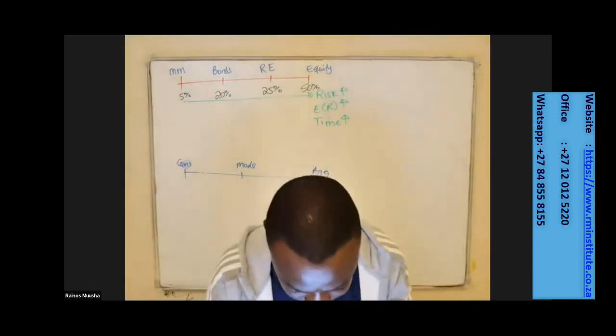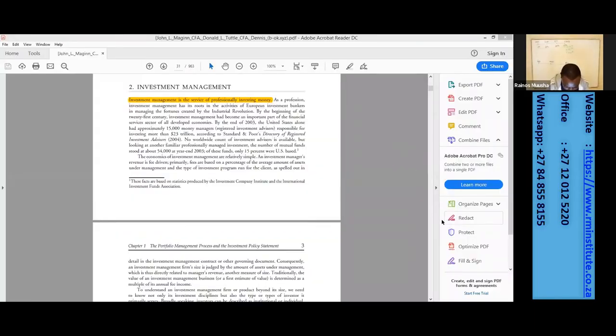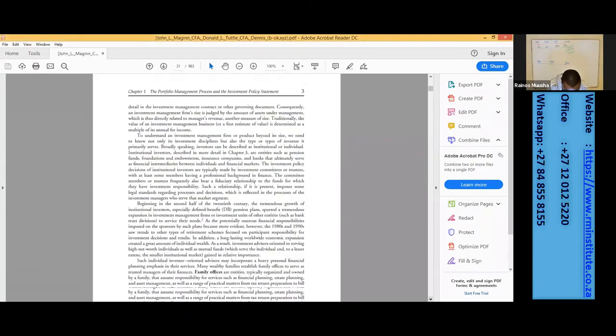So section 2 looks at investment management, and here they say investment management is the service of professionally investing money. So which means that you have a professional investor who's going to be offering that service at a fee to actually invest the money of the general public as well.